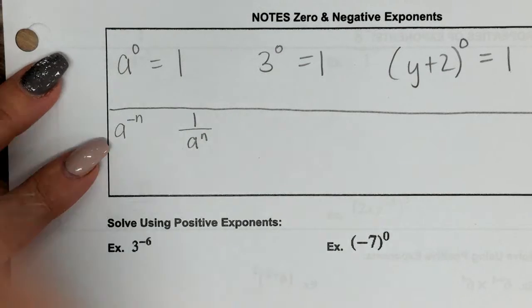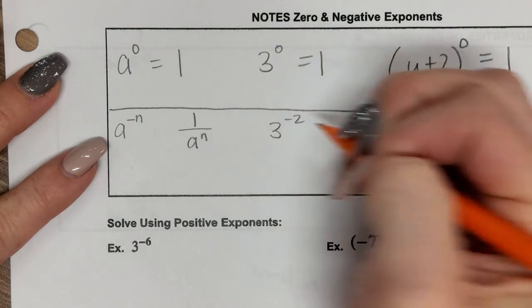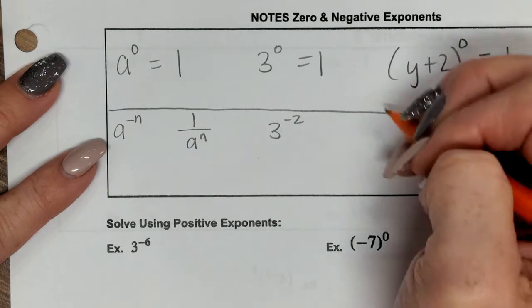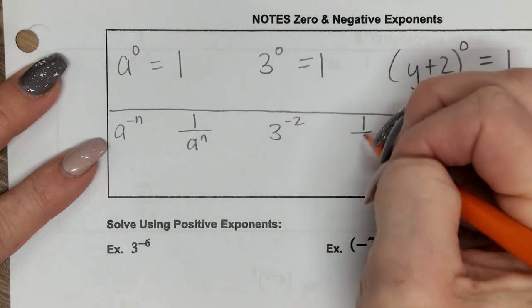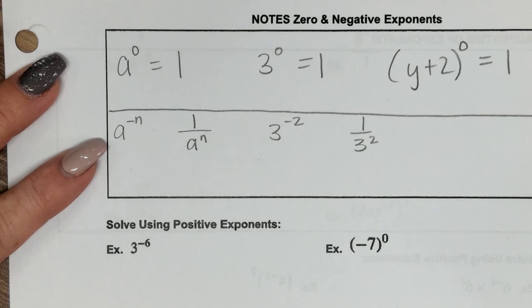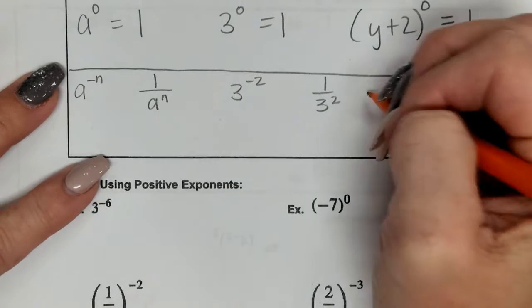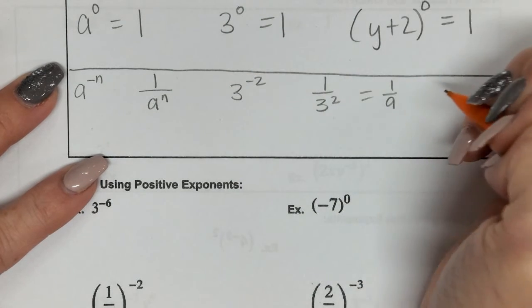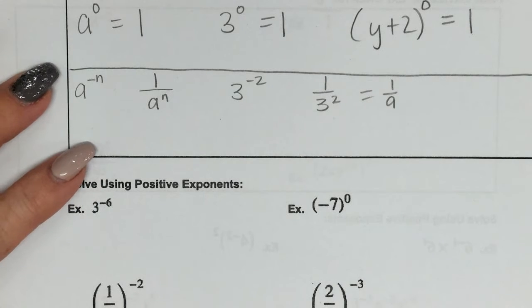Okay, so how would you do 3 to the negative 2? 1 over 3 squared, which is the same thing as 1/9, yes or no? Because 3 squared is 9.